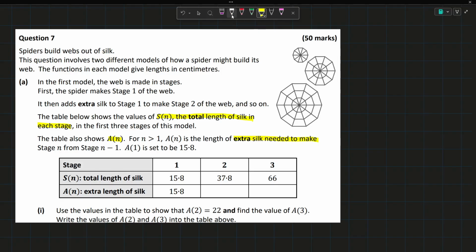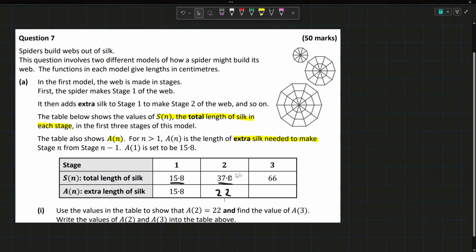So basically, the way that we can interpret this is that in stage 1, 15.8 centimeters of silk is added, so the total length of the silk is 15.8. Then, in stage 2, the total length is 37.8, and we're asked to find A of 2, which is the amount added in stage 2. So basically, we went from 15.8 to 37.8. So how much did we add? Well, you can see that if you do 37.8 minus 15.8, we must have added 22, which is why A of 2 is 22.